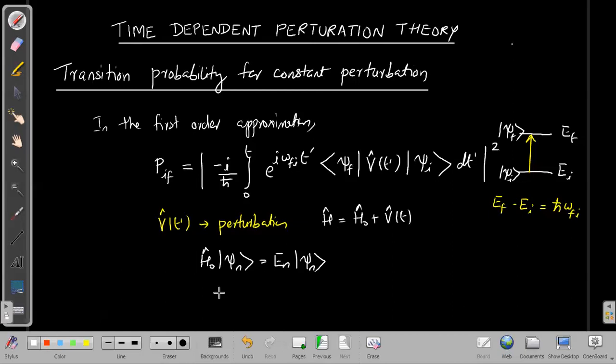Suppose V of t equals V always, a constant not depending upon time, for some time interval 0 to tau. Then what about the transition probability? We can use this expression. The only difference is that instead of V as a function of t prime, I will just put the constant V there.